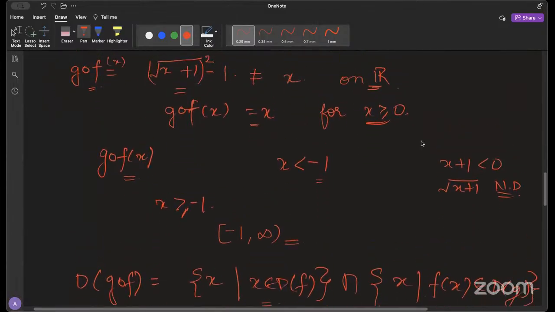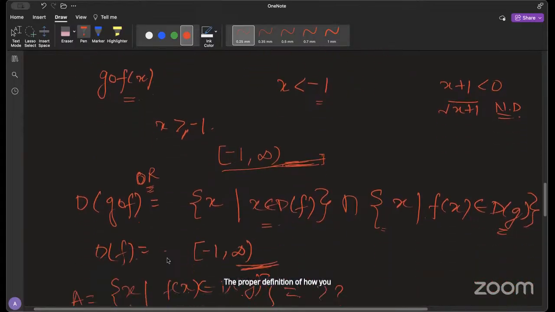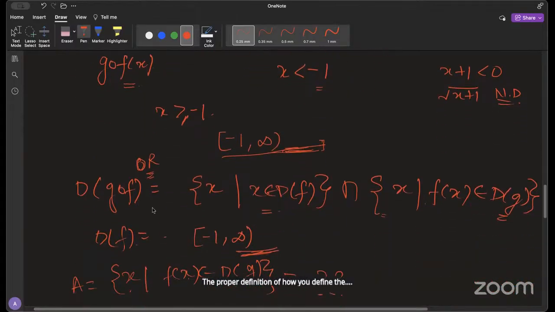There are like two ways to it. First is this one, it ends here. This one's like this ends here, you don't have to do much. And then you can just do it this way by the proper definition of how you define the domain of compositions.